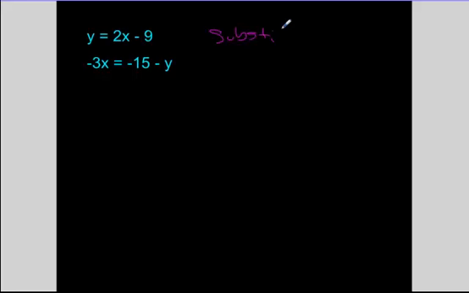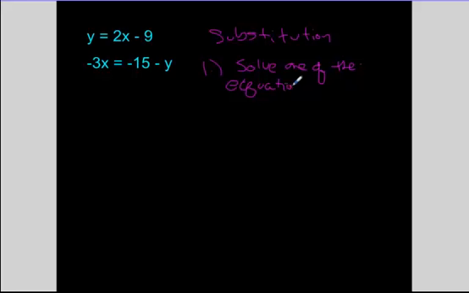All right, substitution has a couple of steps you want to write down. Step 1, solve one of the equations for one of the variables. Now, it could be both, but it doesn't have to be both. So that is already done here, because in the top equation, y is solved because it is isolated.